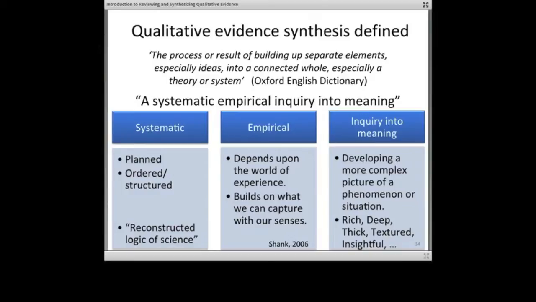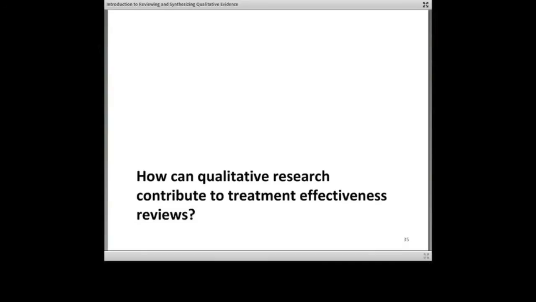And it is by far an inquiry into meaning because we try to develop a more complex picture of a phenomenon. And that is what I've called rich, deep, thick, textured, insightful as well, when I was talking about the three little pigs and the sort of questions that generated in my children.